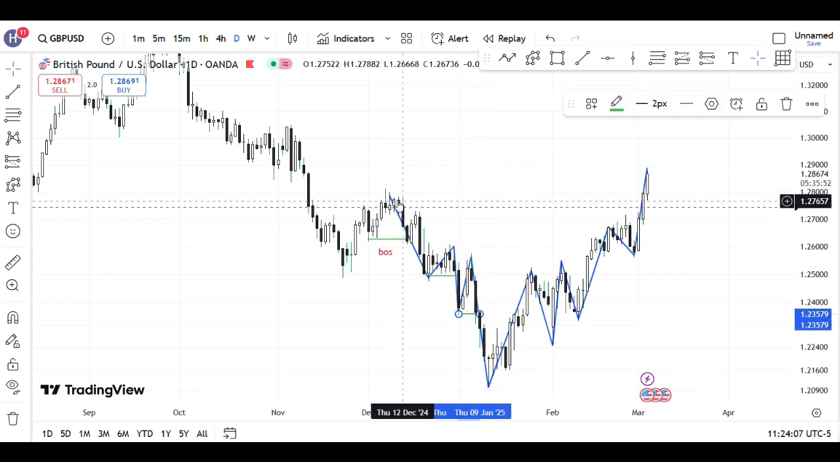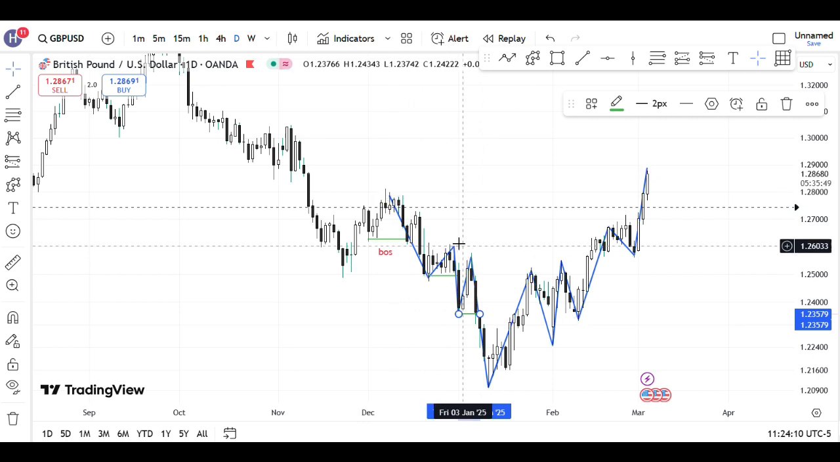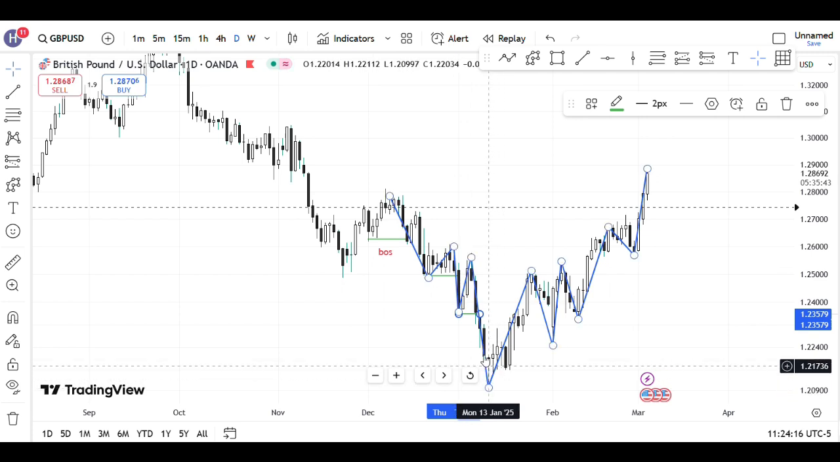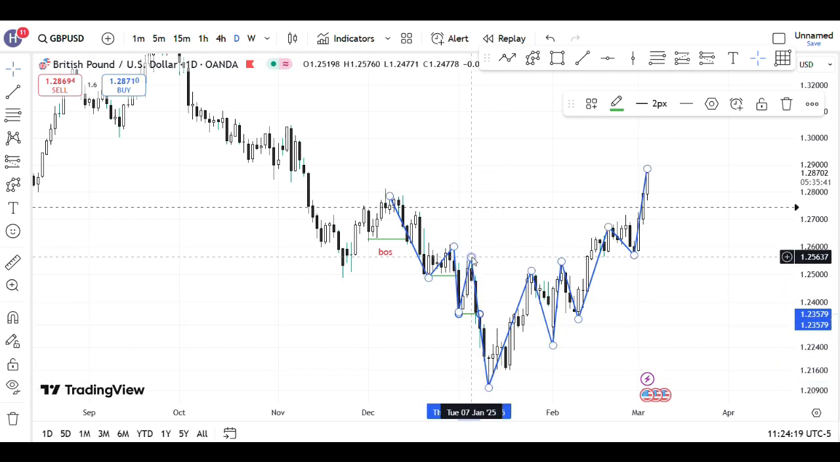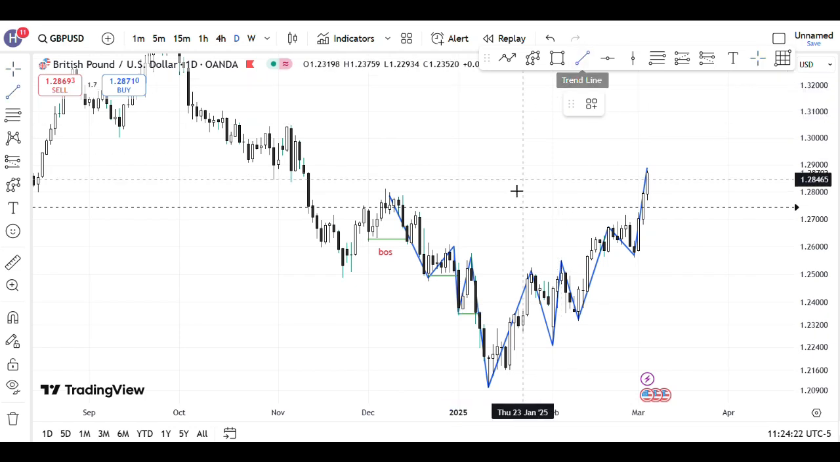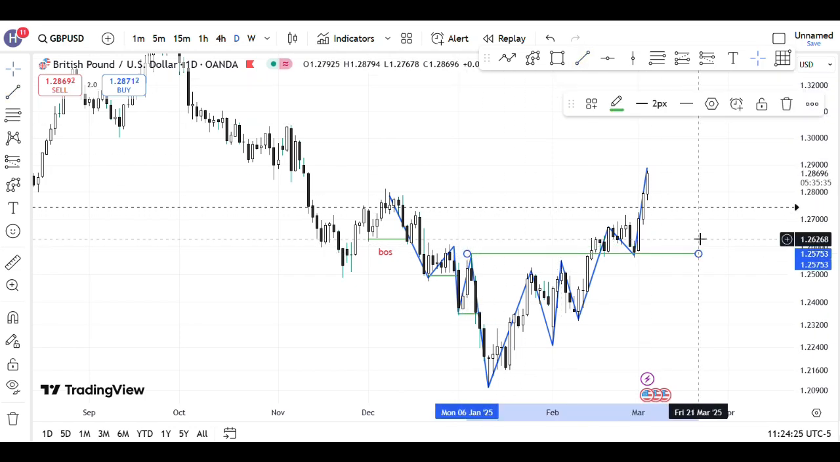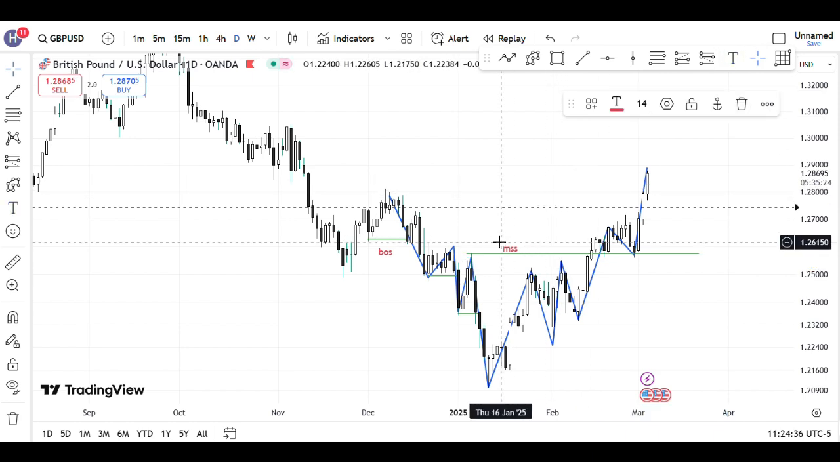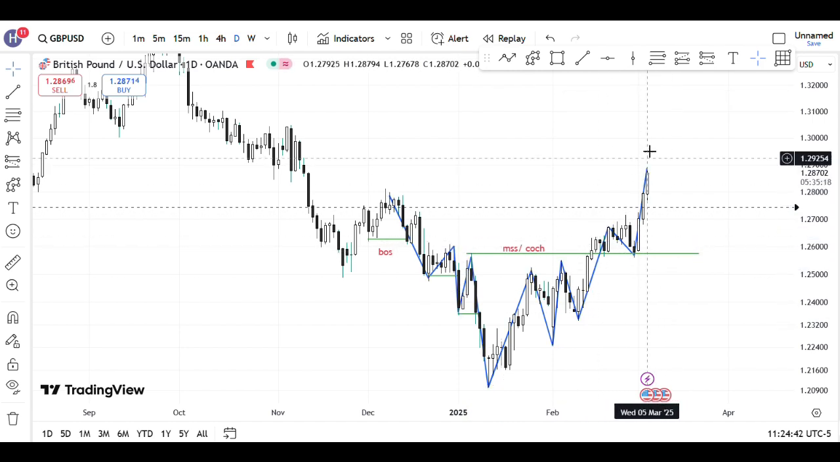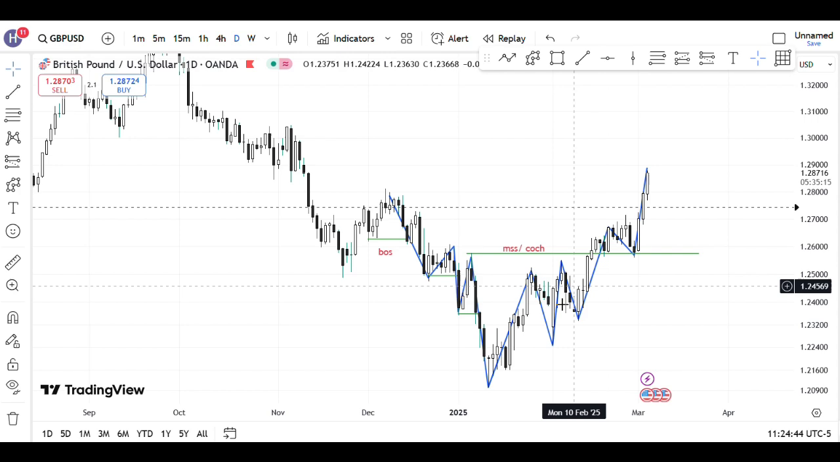Why? This lower high, this lower high, this lower high, right? This lower low. So after lower low, what happened? There's a lower high here. It is broken by this candle. See, it is broken. So this is called market structure shift, MSS, or CHoCH, change of character. So what happened? Price going up. You can see that, right? I think you can understand what is BOS, what is MSS.